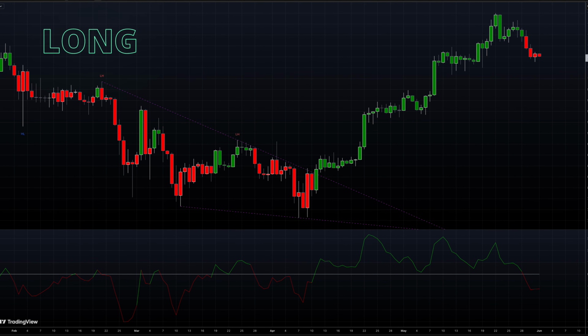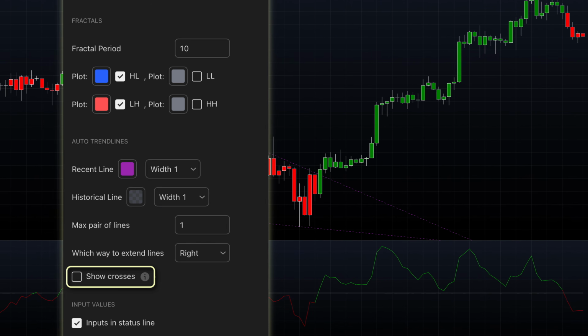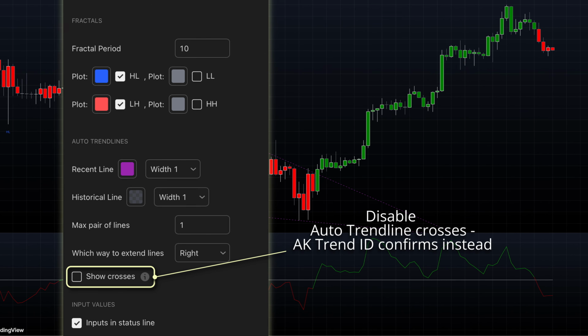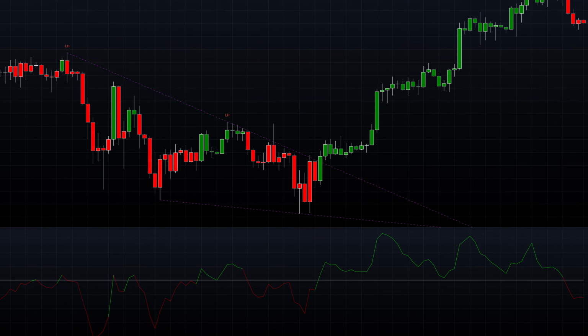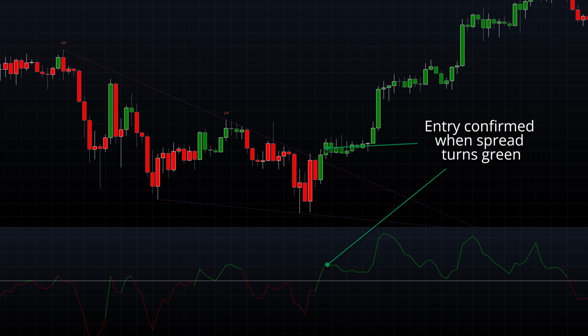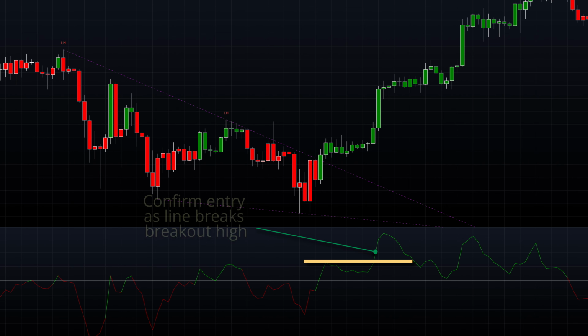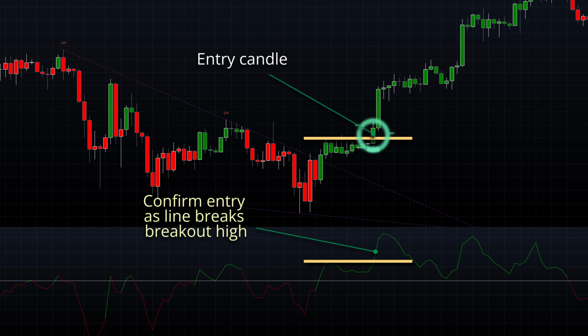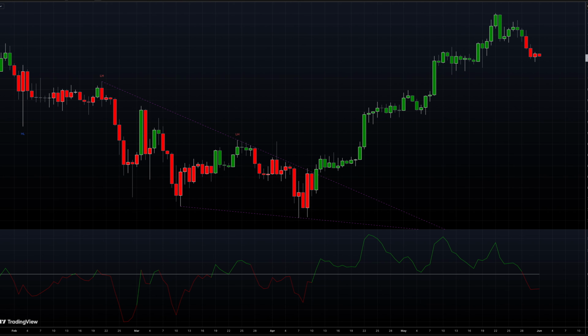To enter a long position, you need to see a clear break above the trend line, preferably on a high-volume candle. You can disable the Auto Trendline crosses, as we'll be getting confirmation from the AK Trend ID indicator. To confirm the entry, it has to be green, meaning a positive spread. But to get even stronger confirmation, you enter when this line breaks the high of the breakout. This happens on this candle. As you can see, price kept going up afterward.